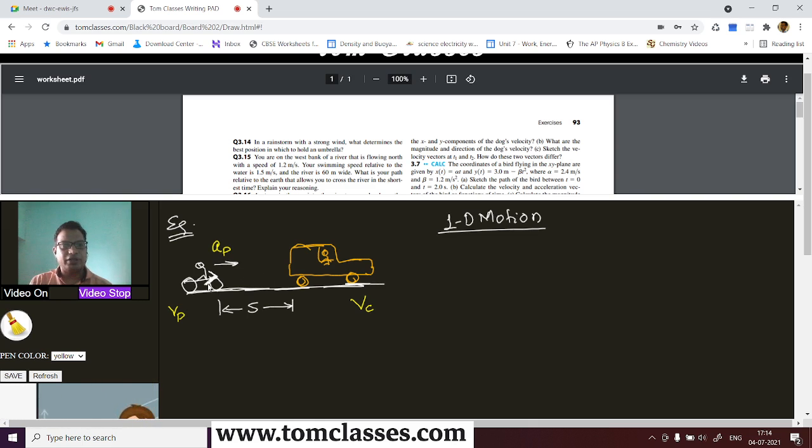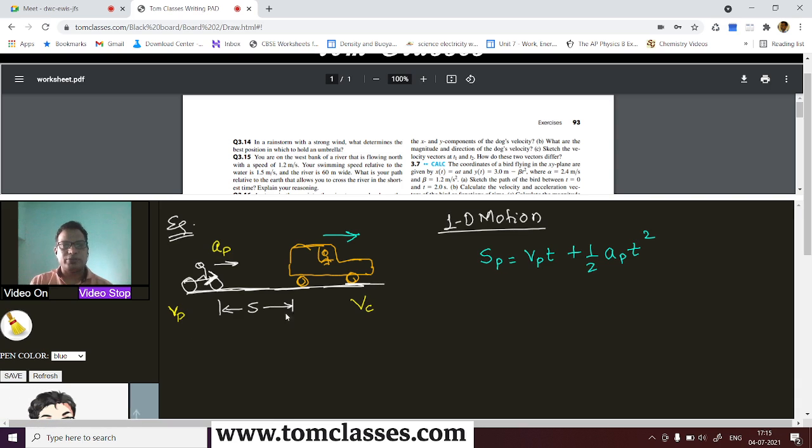So you see that vp and vc. Suppose this is the wrongdoer, having the maximum speed, and it cannot go further than that speed. Now the distance covered by the policeman, s of policeman, will be given by vp into t plus half ap t square.